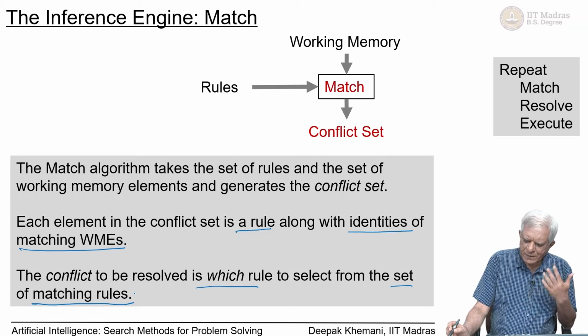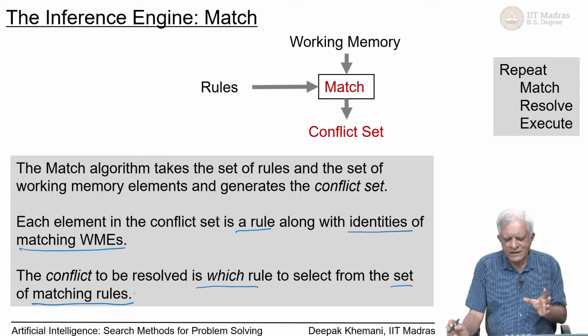Now, if you think of this problem a little bit, you will see that supposing you have 100 rules, and let us say each rule has 5 conditions on the left hand side, just for the sake of argument. So, there are 500 patterns in those 100 rules, and if the working memory has, let us say, 10,000 elements, then all these 500 patterns have to be matched with all the 10,000 elements to see whether there is a match.